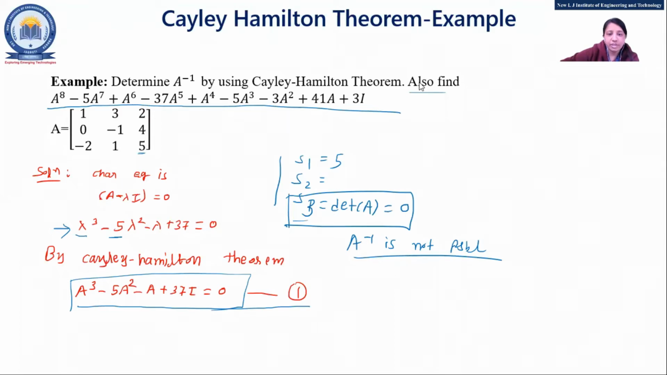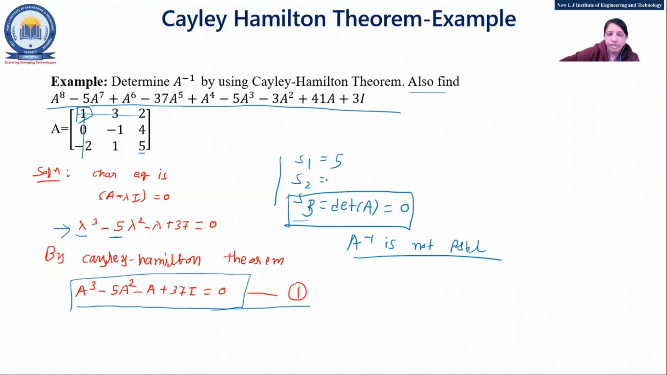S2 is nothing but what? S2 is the addition of the minors of the diagonal elements. I'll just explain one. This is the first diagonal element. So what is the minor of this? This is minus 1, 4, 1, 5.